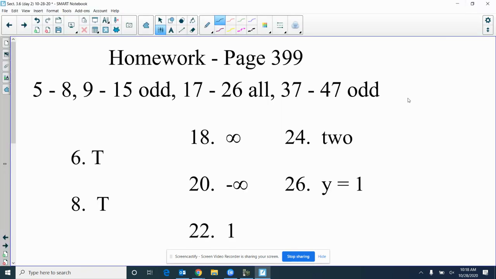Okay, take a look at these here. 6 and 8 are true. Make sure you're understanding how it's talking about asymptotes. 18 is infinity, 20 is negative, 22 is 1, 24 is 2, and then 26 is 1.